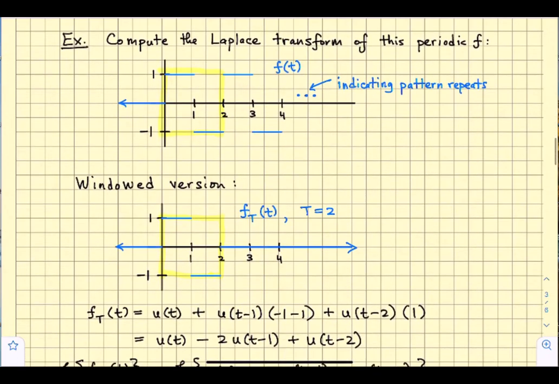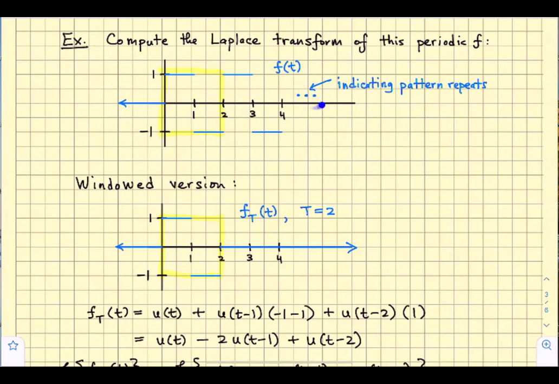So let's compute the Laplace transform of this periodic function f, and notice the periodic function could be given to you in terms of a formula, it could be given to you in terms of a graph. You'll see both kinds in the homework. So here what we're trying to say is we've got a function that's 0 to the left of t equals 0, and then what happens is it's going to go 1, minus 1, 1, minus 1, 1, minus 1, and it's doing these each on an interval of length 1.